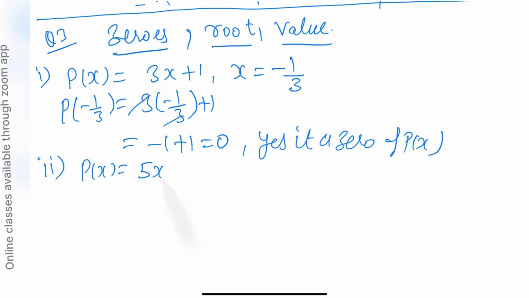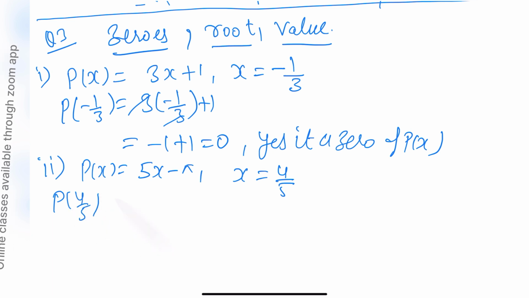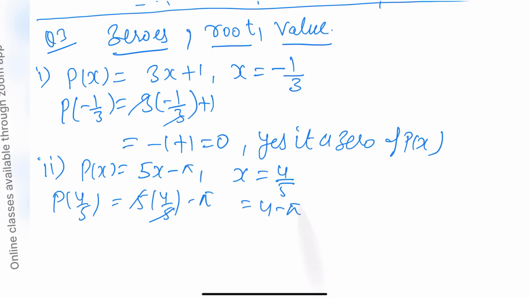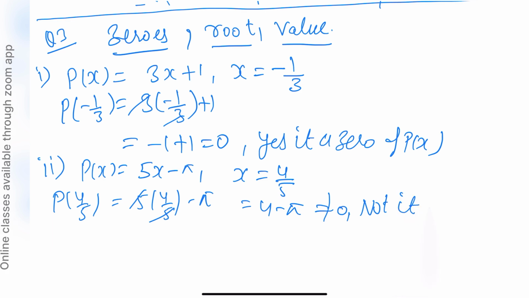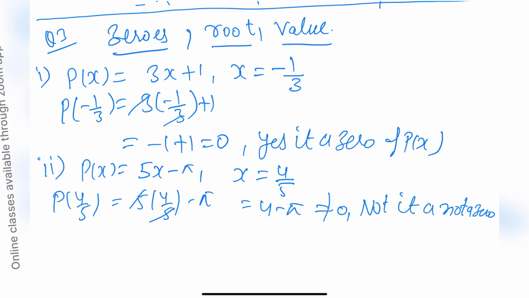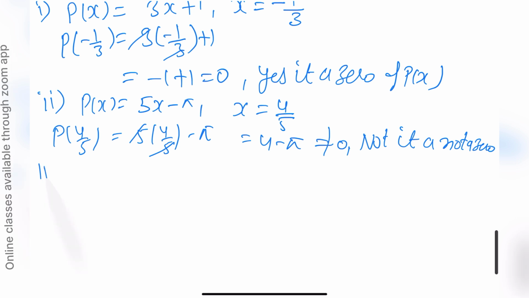In the second part, you are given P of x is equals to 5x minus pi and we have to check it as x is equals to 4/5. So P of 4/5 is equals to 5 into 4/5 minus pi. 5 cancels 5, we are left with 4 minus pi, it is not equals to 0. So no, it is not a zero. If putting the value gives 0, then it is a zero of the polynomial, if not, then it is not.